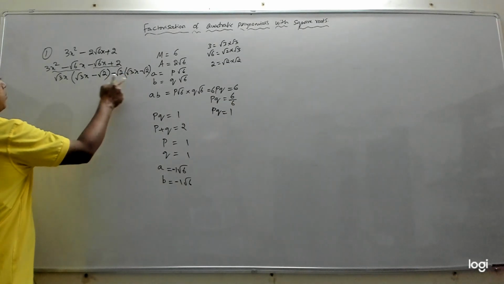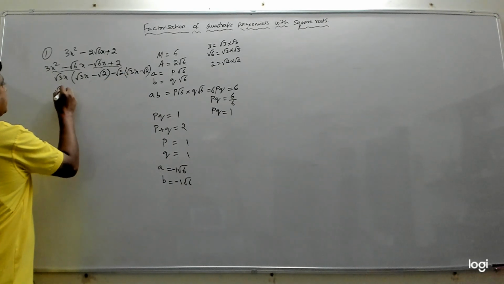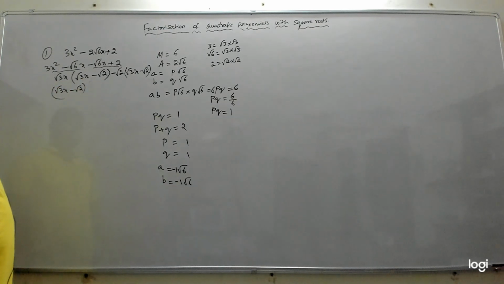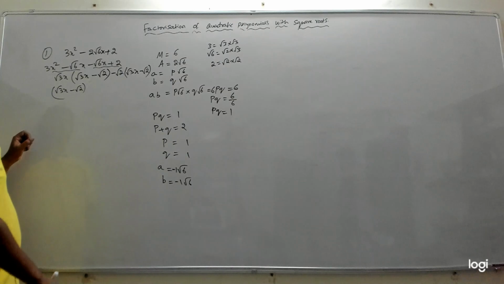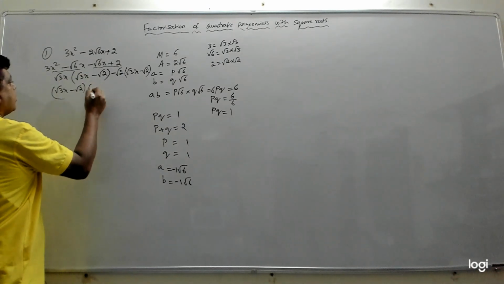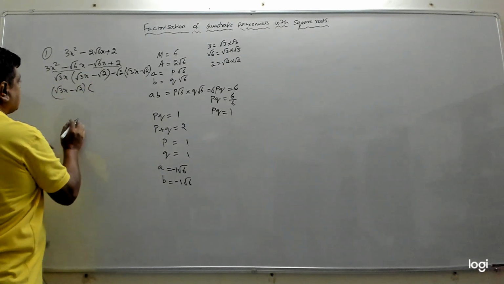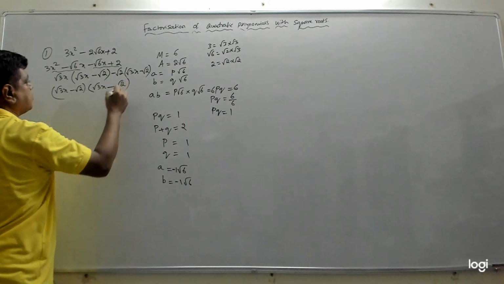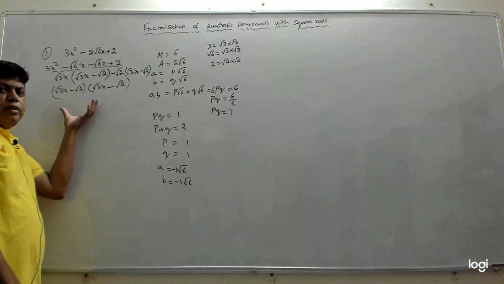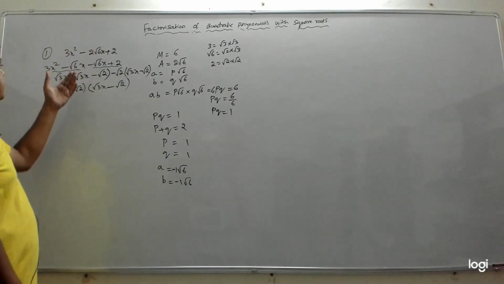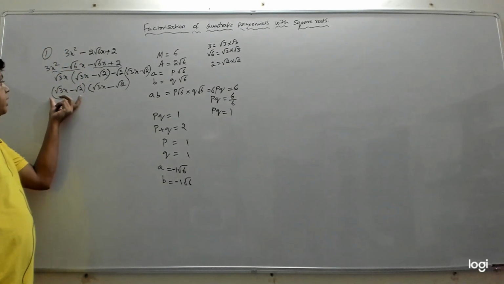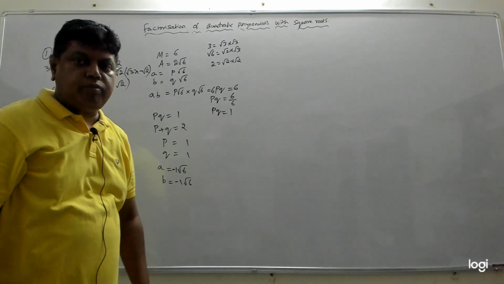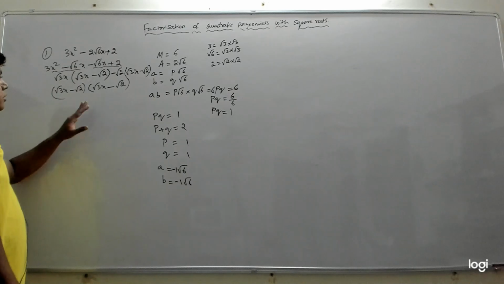Right, now again from these two, what is common? Root 3x minus root 2 is common. When you take this common, you will have remaining root 3x minus root 2. So this is the factorization of this. You have factorized this as root 3x minus root 2 into root 3x minus root 2. Clear? That is how to do the factorization of this.